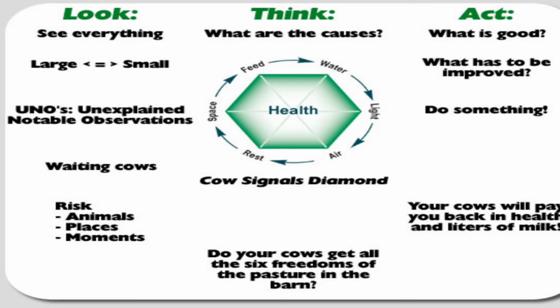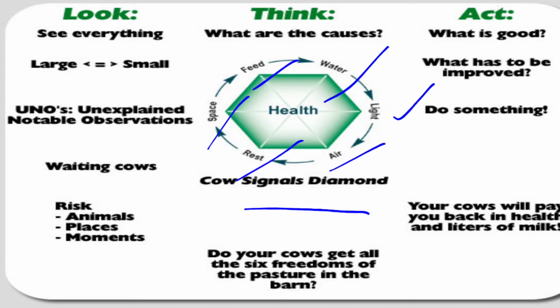These are the basic needs of the cows, which show signals. These are the alarming points by which you can identify what the cow needs. For example, light is a basic need of the cow, along with air, rest, space, feed, and water. These are the basic needs.